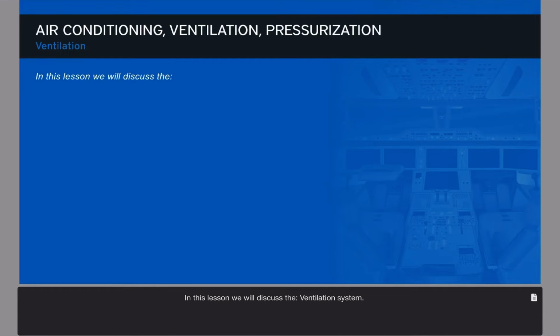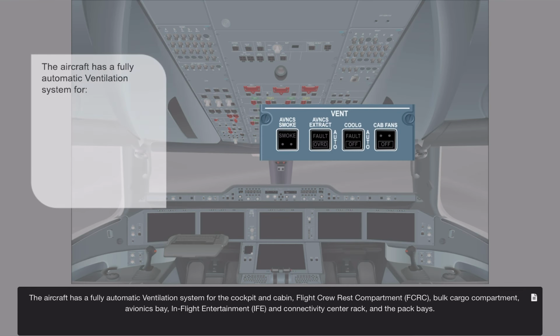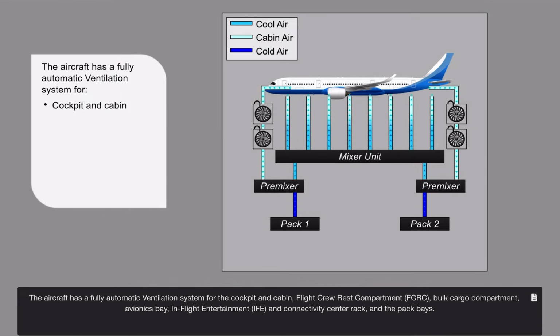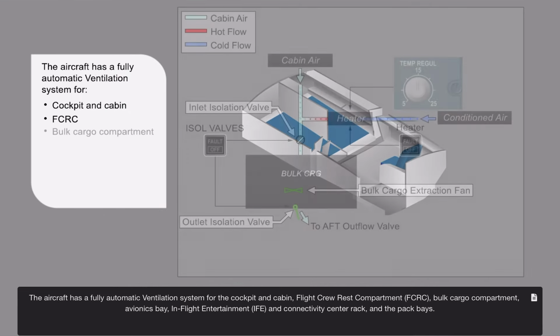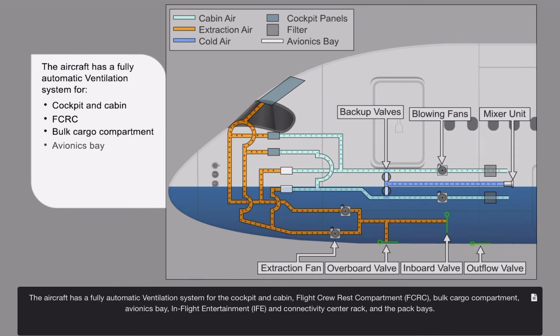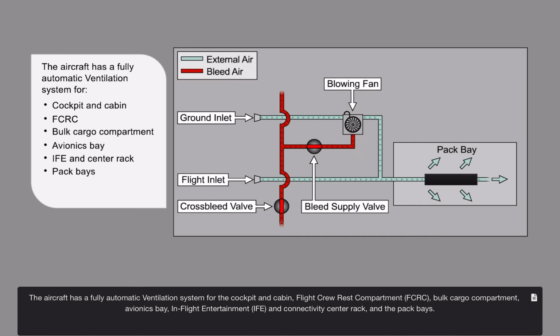In this lesson, we will discuss the ventilation system. The aircraft has a fully automatic ventilation system for the cockpit and cabin, flight crew rest compartment, FCRC, bulk cargo compartment, avionics bay, in-flight entertainment, IFE, and connectivity center rack, and the pack bays.